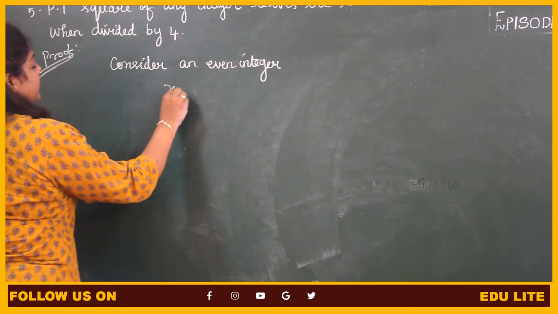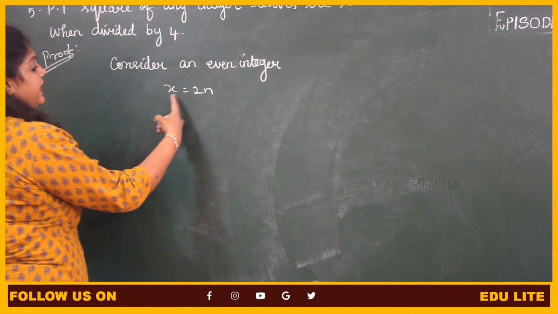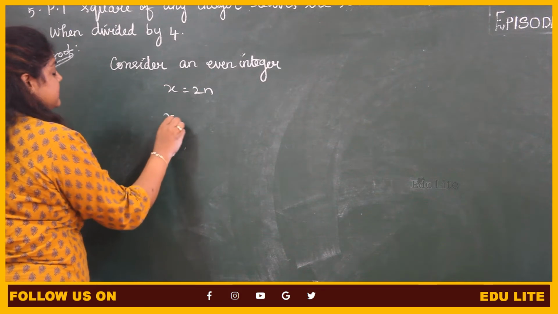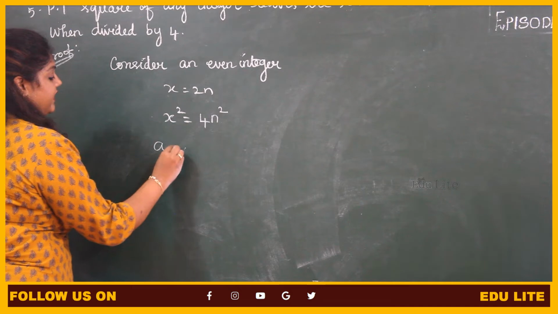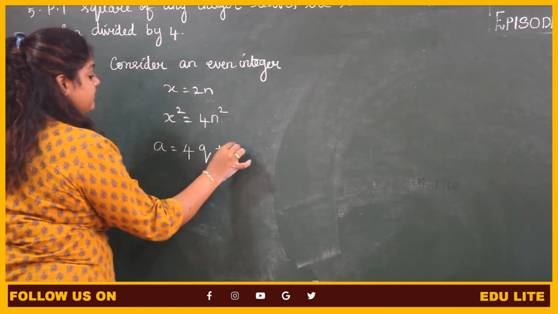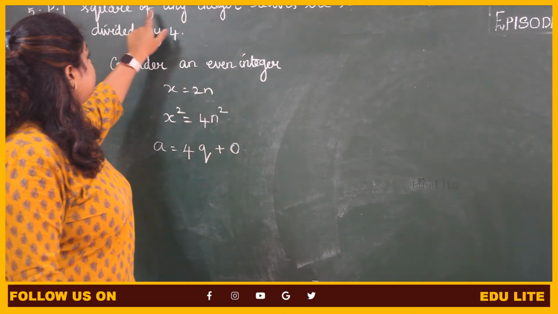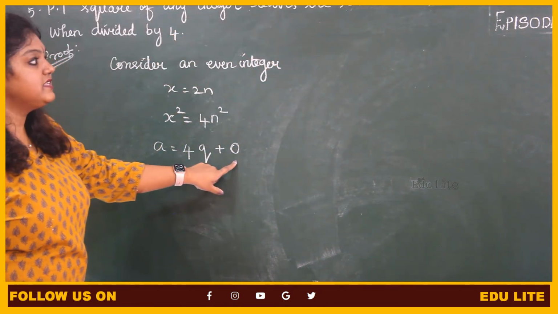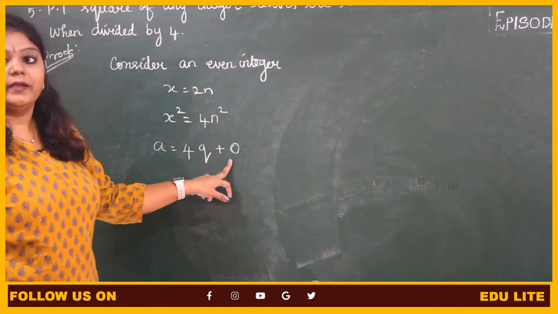x equals 2n, because multiples of 2 give us an even number. That's why I am considering x equals 2n. Square of any integer means we have to square it on both sides. x square equals 4n square. This x square is our dividend, 4 is our divisor, n square is our quotient, and the remainder we didn't get anything, which is 0. This is proved, because the square of any integer leaves the remainder either 0 or 1. We have taken an even integer and it leaves the remainder 0.